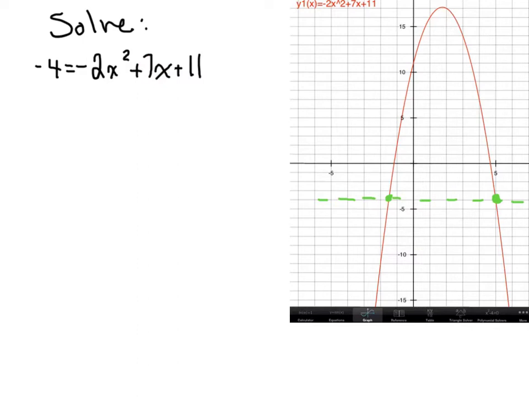Now, when we are factoring or using the quadratic formula, the one condition is that we are finding the x-intercept. So that's when y is equal to 0. Y is not equal to 0 here. Y is in fact equal to negative 4. So in order to either factor or use the quadratic formula, I'm going to have to rearrange this so that this is equal to 0. So I'm going to go ahead and do that. I'm going to add 4 to both sides to get rid of this negative 4, so that gives me 0. Minus 4 plus 4 is 0. 0 equals negative 2x squared plus 7x plus 15.